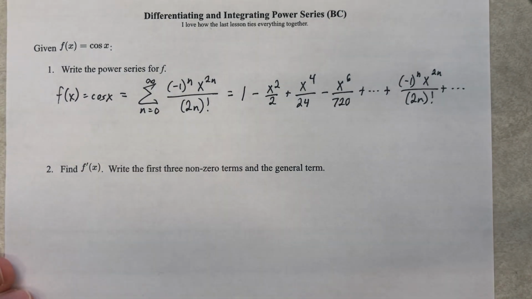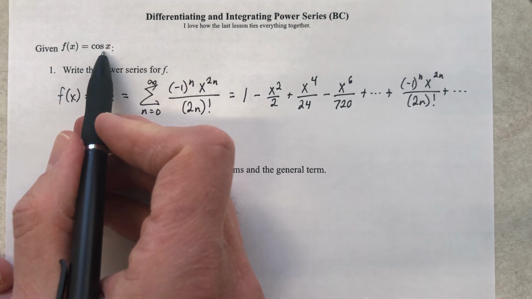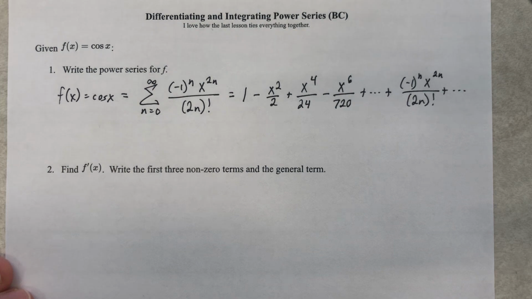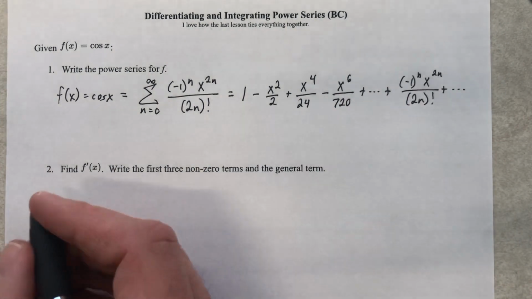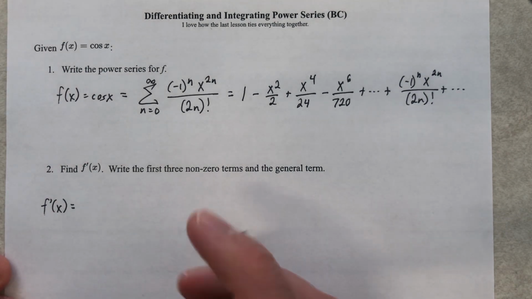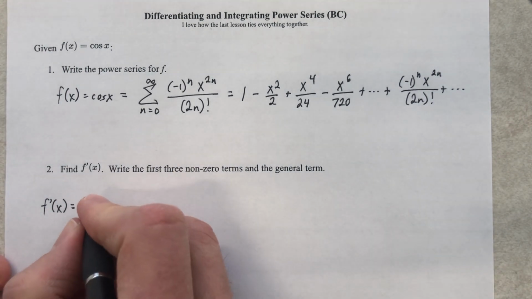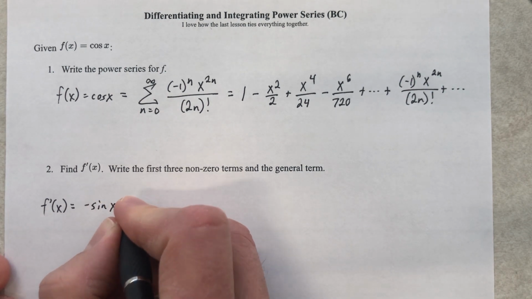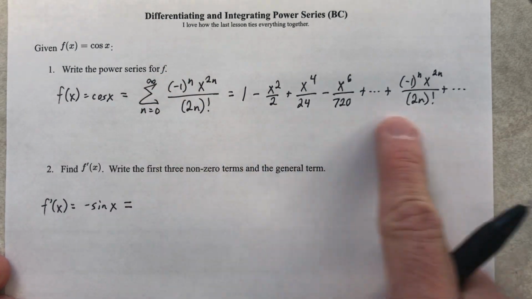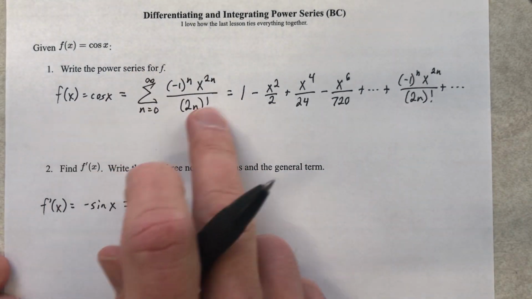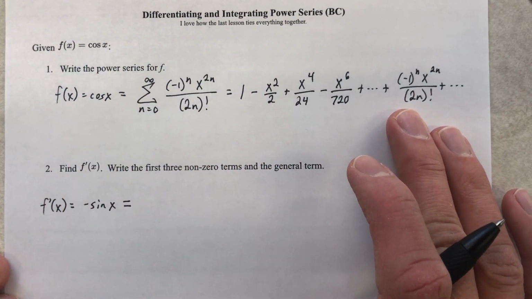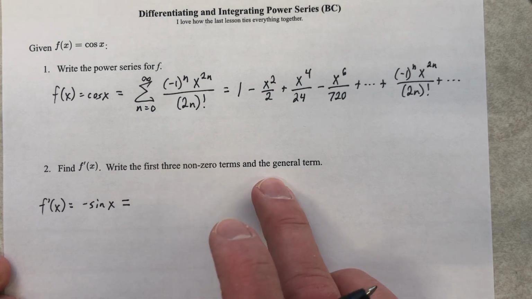Find f prime. Stop right there. F prime, that's negative sine. You've seen this before. But now we're going to see it represented in a different way, and you're going to see how that same answer pops up in a different way here. So f prime would be the derivative of cosine, which would be negative sine x. I'm going to skip this and jump to what they really asked for. This was me just cranking out an idea, but it's going to guide me in my next answer, which is the first 3 non-zero terms in the general term.